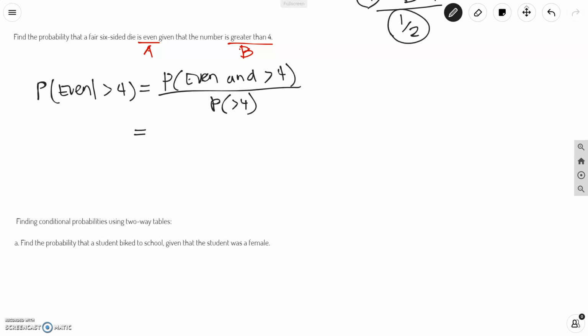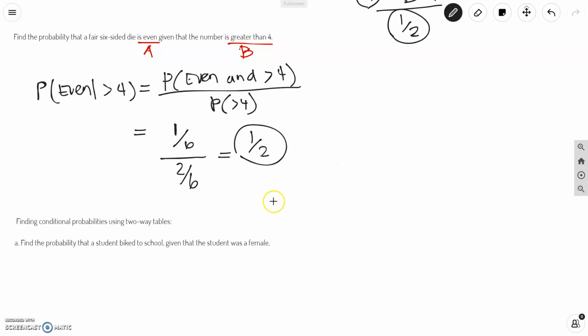So out of the 6 numbers, how many are even and greater than 4? There is only one number that is even and greater than 4. So the probability of being even and greater than 4 is 1/6. Now, for the probability of being greater than 4, there are 2 numbers that are greater than 4 out of the 6. So the probability of being greater than 4 is 2/6. If you multiply the numerator and denominator, you should get 1/2 as your final answer. So that's saying that the probability that the number is even, given that the number is greater than 4, is 1/2.